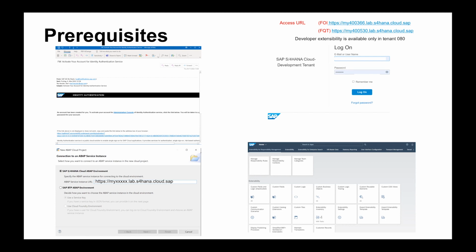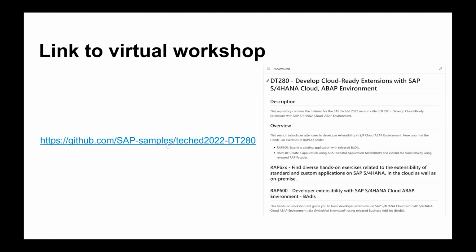Here is again the link to the workshop, the GitHub link. Here you have all the exercises. We will go into detail later, after the initial presentation, on what the architecture of embedded Steampunk is, and how different or how similar it is to previous ones. Here you can see RAP 600, which is for the bodies. RAP 610 is for the ABAP RESTful Application Programming Model. We will go into more detail later.